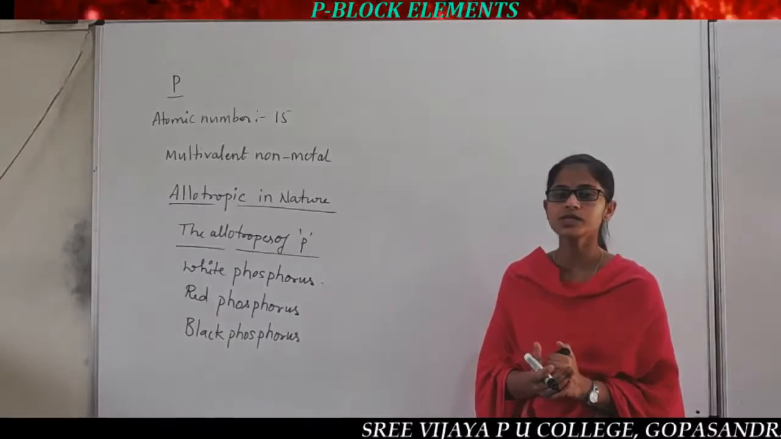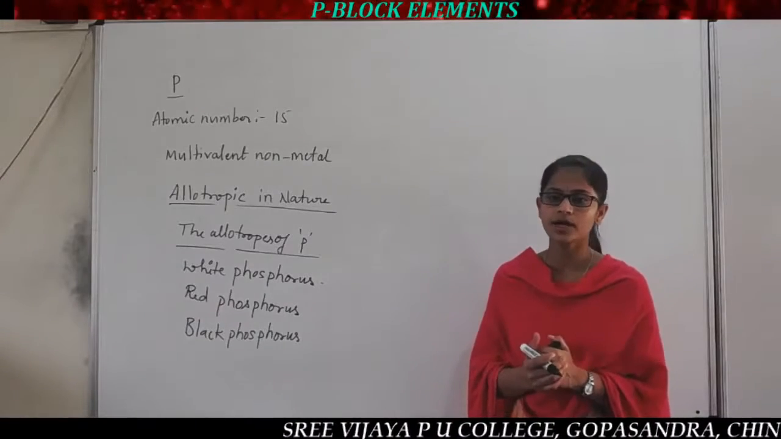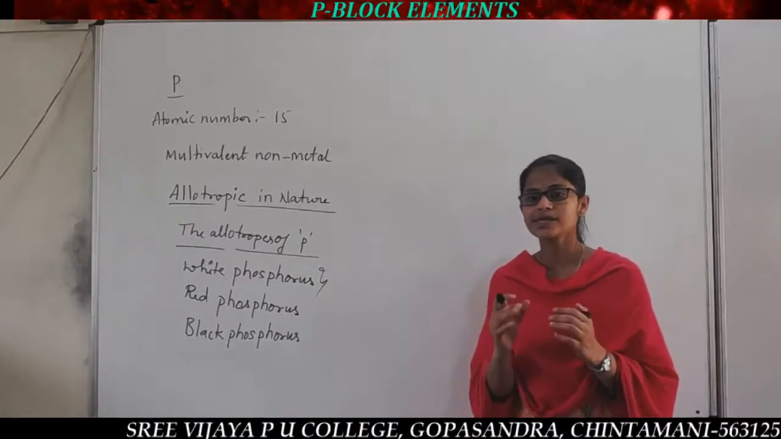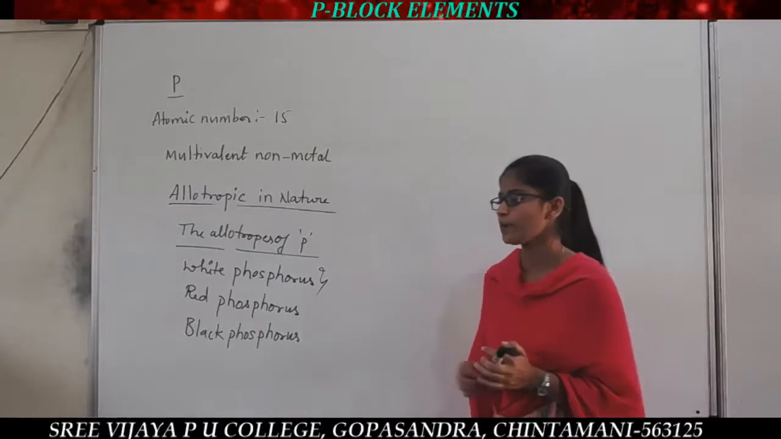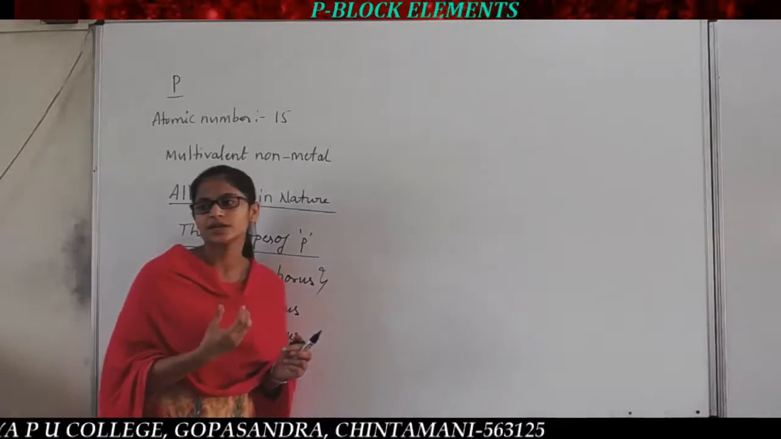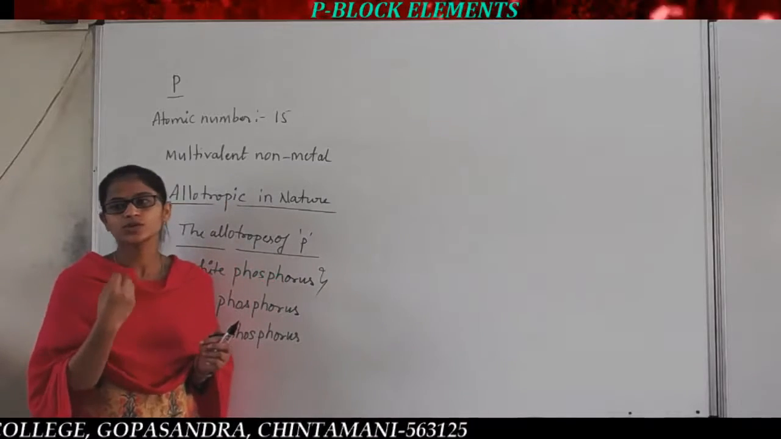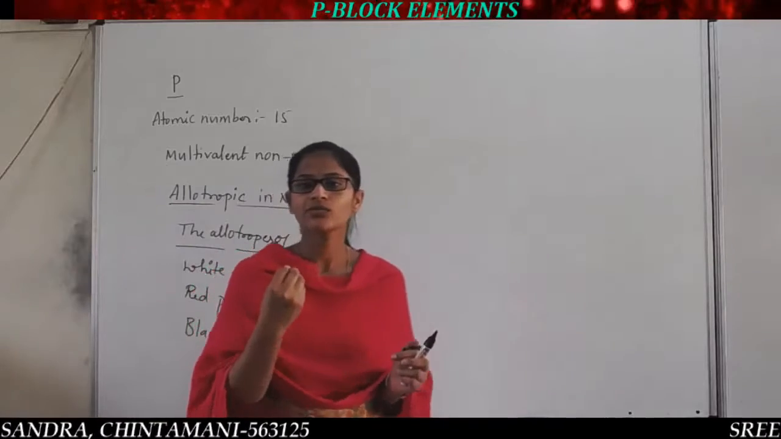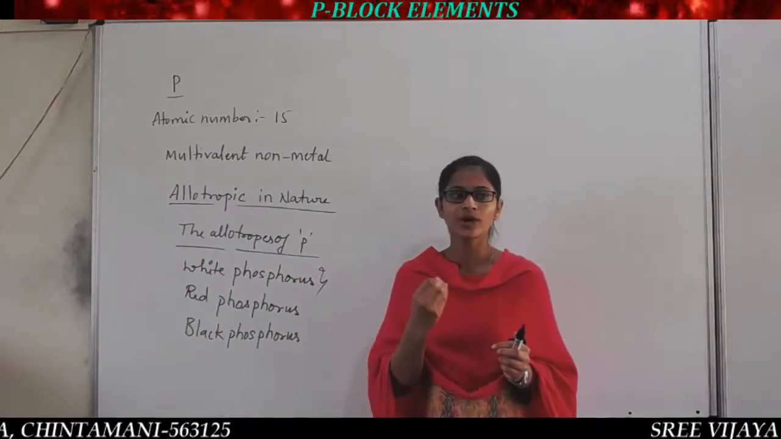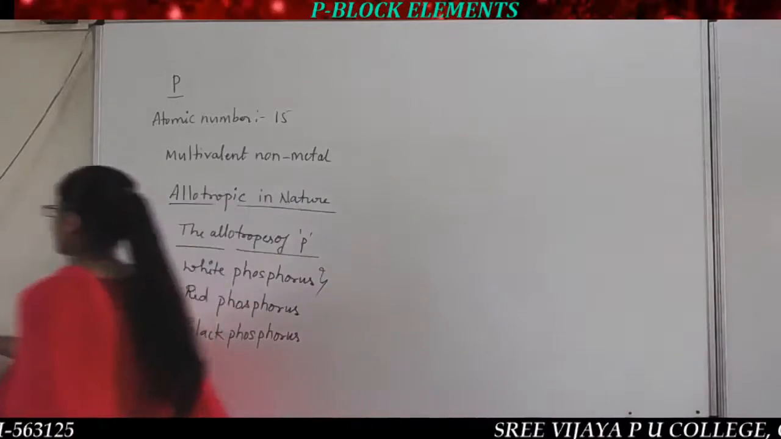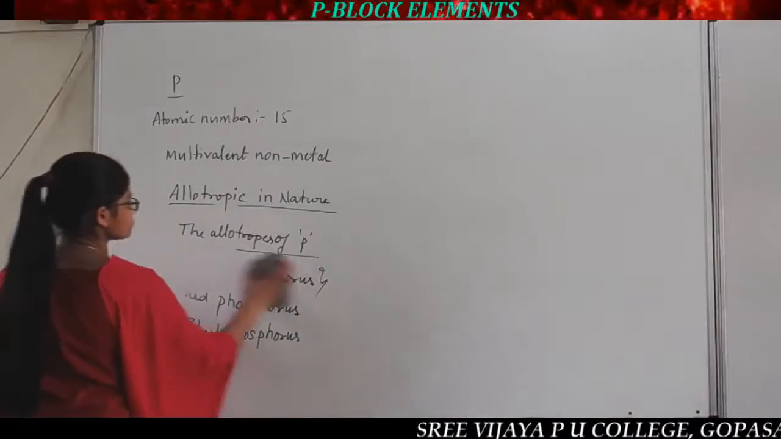White phosphorus is one of the allotropes of phosphorus. It is basically a solid, a white waxy solid at room temperature. Usually it is translucent, a translucent white waxy structure. It is also called white waxy solid. Okay, the first one is white phosphorus.